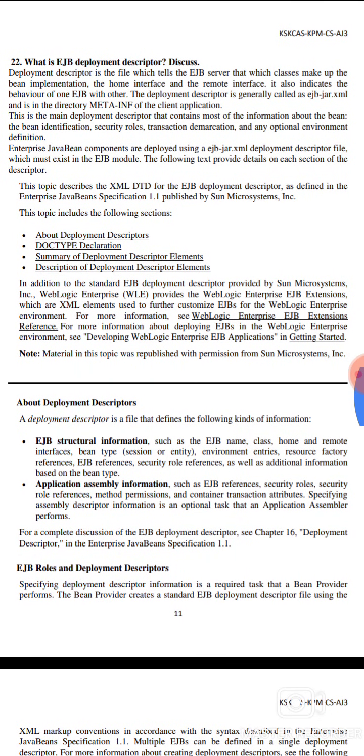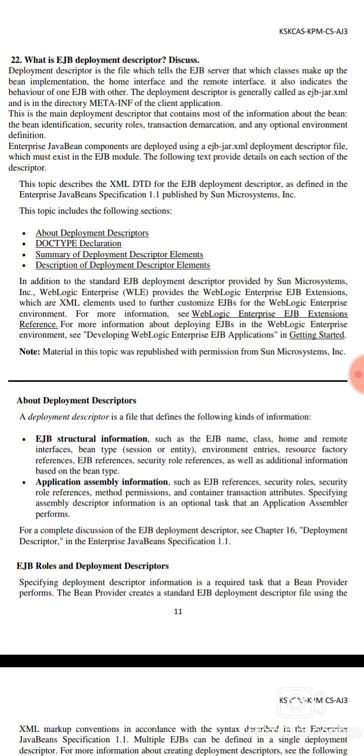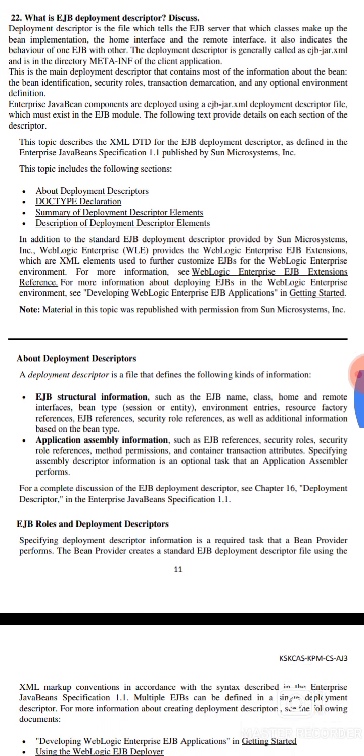22. What is the EJB deployment descriptor? The deployment descriptor is a file which contains the EJB server information, which classes make up the bean implementation, the home interfaces, and the remote interfaces, and also indicates the behavior of one EJB with another. The deployment descriptor is generally called the EJB jar file XML, in the META-INF directory of the client application.